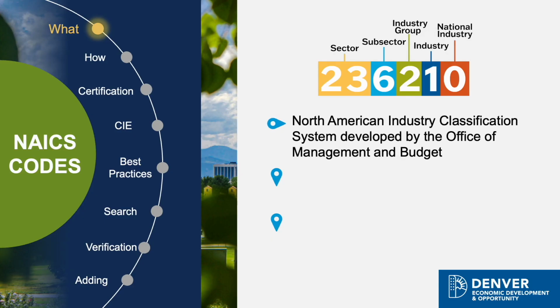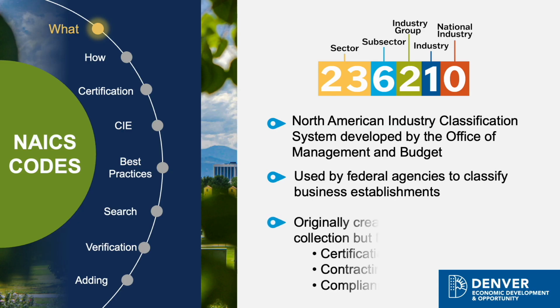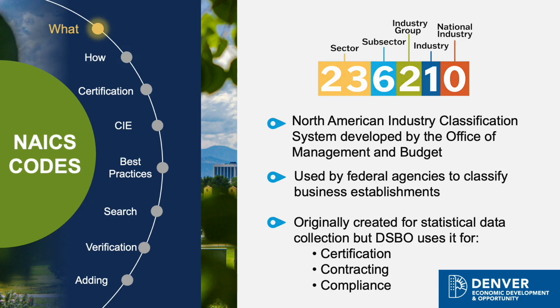NAICS stands for the North American Industry Classification System, developed by the Office of Management and Budget. It's the standard system federal statistical agencies use to classify business establishments. Originally, it was created to collect, analyze, and publish statistical data. Today, though, NAICS codes are widely used by other organizations, including state governments and agencies like DISBO for administrative, certification, contracting, and compliance purposes.